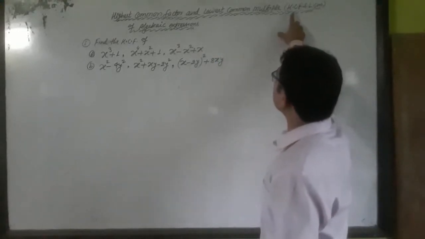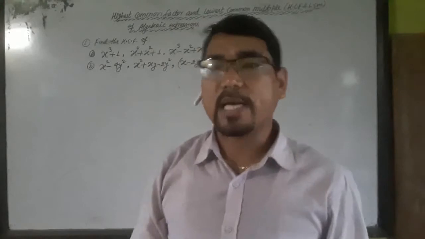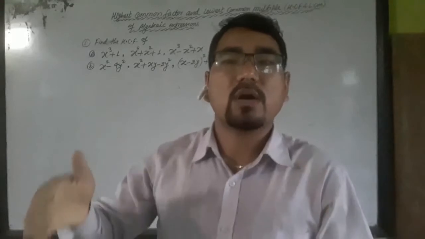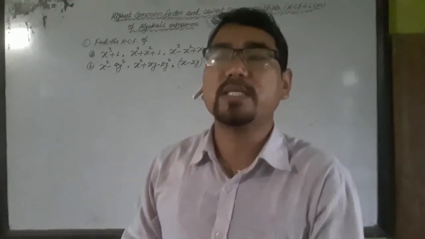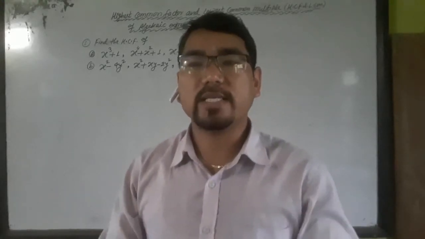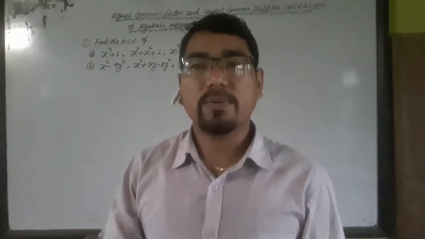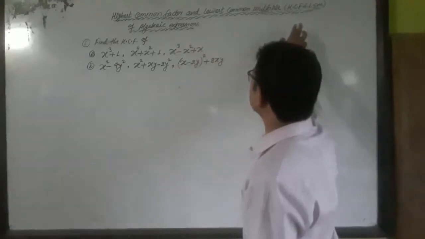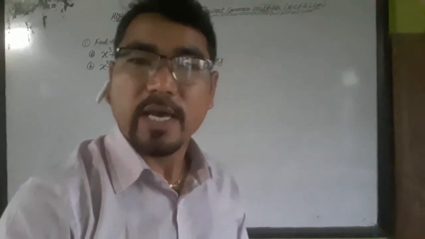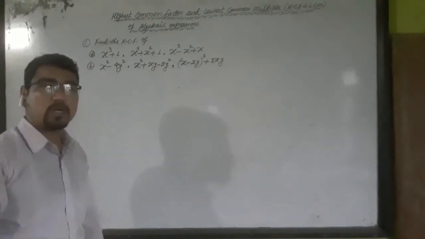So here H.C.F means the product of common factors. First of all, we factorize the given algebraic expressions. Then we have to find their common factors, which are present in all the expressions. Then we have to multiply them. That is called the H.C.F. That means in short, H.C.F means the product of common factors, and L.C.M means the product of common factors and the remaining factors. That is defined as the L.C.M. So, students, I have taken two examples here and I will take some more also.